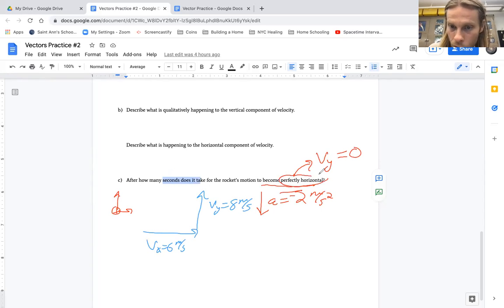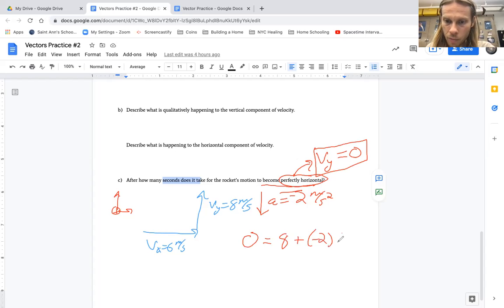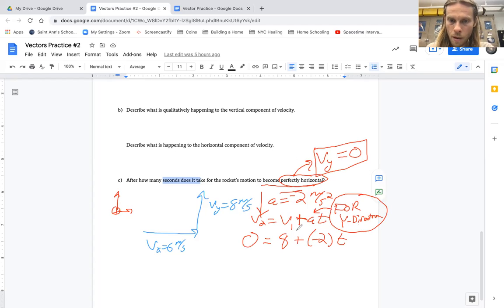Pause. Those words, which we'll use eventually over and over again, translates to this. Vy is 0. So if Vy is 0, that's the final. 0 equals the initial 8 plus acceleration times time. I'm using V2 equals V1 plus AT for the y direction. Right, so 0 equals 8 minus 2t, so t is 4 seconds.